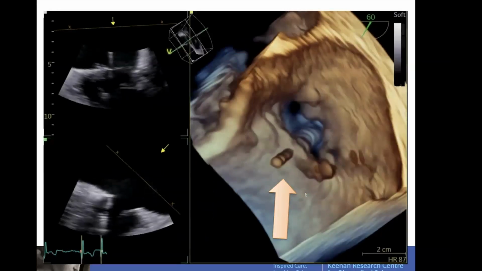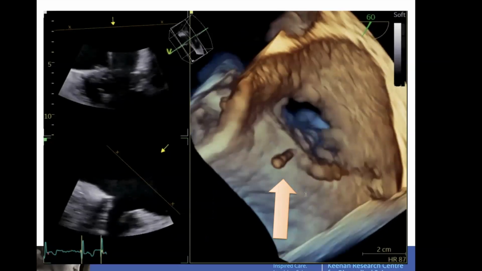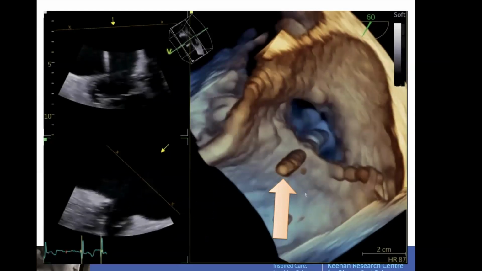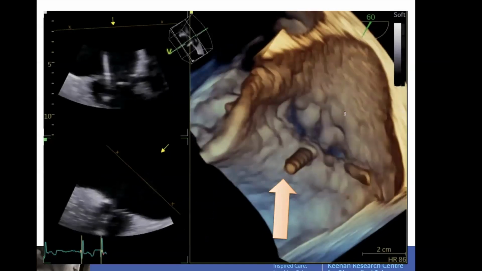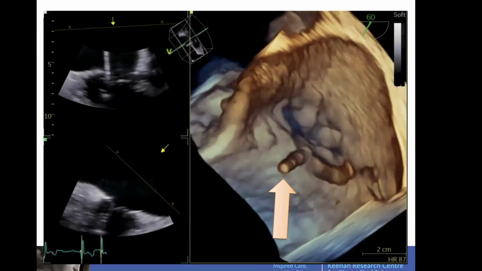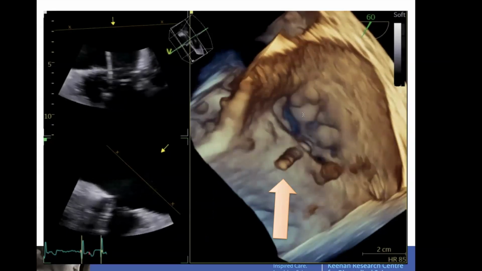And then when we look on 3D, we actually see that it indeed looks like the lead has perforated the septal leaflet. Unfortunately, we don't have OR evidence of this. I think the patient was quite old, and I think she ended up getting palliated. But highly, highly suspicious for septal perforation.